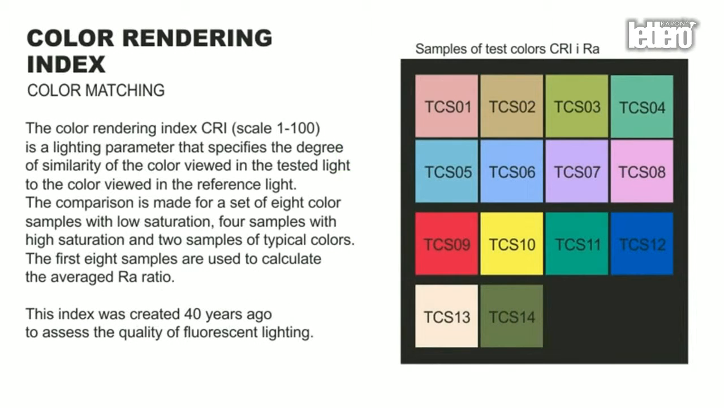The CRI, Colour Rendering Index, scale 1 to 100, is a lightweight parameter that specifies the degree of similarity between the colour viewed in the test light and the colour viewed in the reference light. Comparisons are made for a set of 8 colour samples with low saturation, 4 samples with high saturation, and 2 samples of typical colours. The first 8 colour samples are used to calculate the averaged Ra ratio. This index was created 40 years ago to assess the quality of fluorescent lighting.